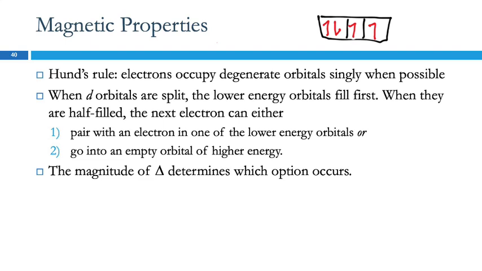Okay? So when the d orbitals are split, the lower energy orbitals fill first, and then the higher. So the next electron, after they're half filled, is going to depend on the degree of the splitting. The next electron can either pair with one of the lower energy orbitals, or it can go into a higher energy orbital. And which one it does depends on what the energy difference is between them.